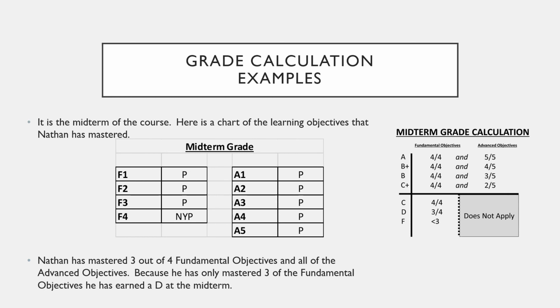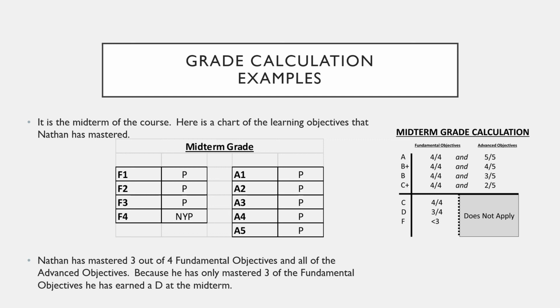Let's look at another scenario. Here we are at the midterm of the course, and Nathan has passed fundamentals 1, 2, and 3, but has not yet passed fundamental 4. He has passed all 5 advanced objectives. Now, because Nathan has not yet passed one of the fundamental objectives, he has earned a D at midterm, even though he has passed these advanced objectives. You cannot earn higher than a C unless you get all of the fundamentals.